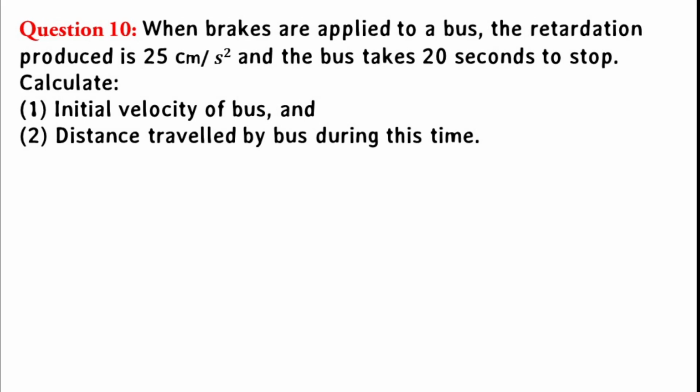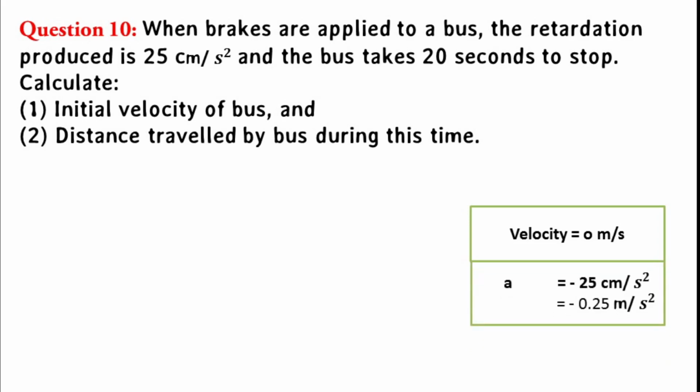Let us write down the given values. Final velocity v is equal to 0 meter per second. Bus is coming to a stop. Acceleration is equal to minus 25 centimeter per second square. We have to convert centimeter to meter. To convert centimeter to meter, we have to divide by 100. So acceleration is equal to minus 0.25 meter per second square and time is equal to 20 seconds.